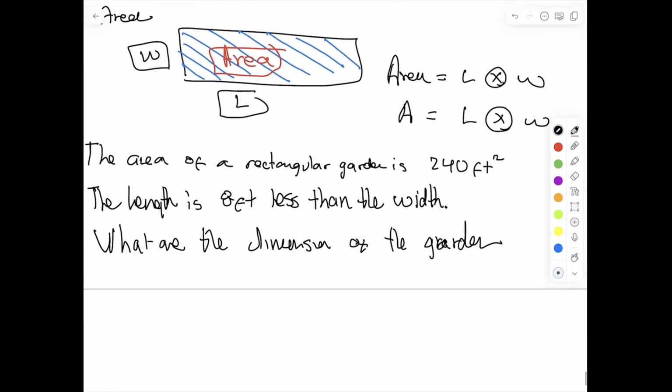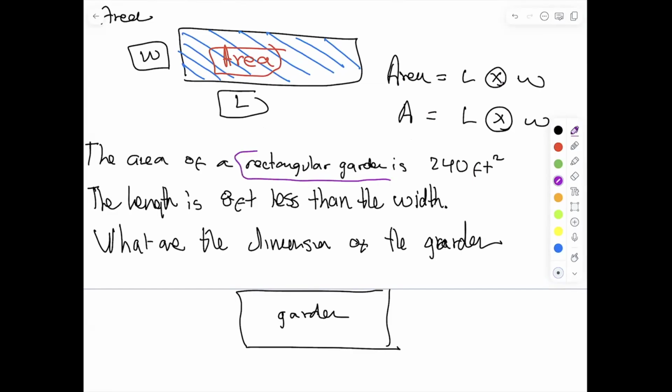So you need to have this in mind when you do a problem like this. So you do a rectangle. This is your garden, right? A rectangular garden. The area inside is equal to 240 square feet. So you know the width is going to be feet, the length is going to be feet, and when you multiply feet times feet, you're going to get feet squared. So you know that much, right? Cool.